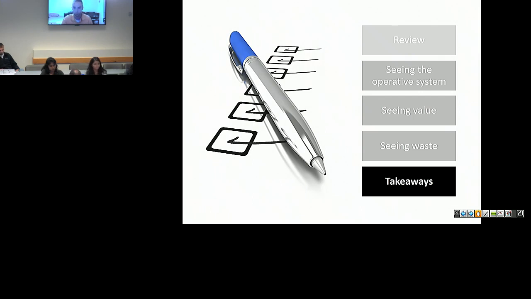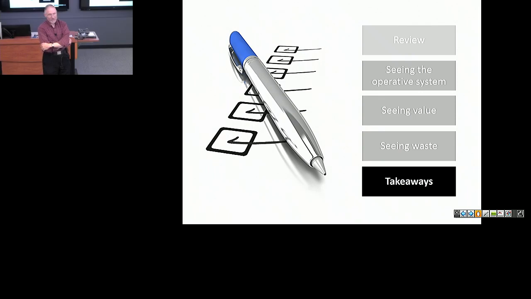Okay. So to go back to the beginning, the question is, seeing is important, right? And we tried to outline some various ways to see. So you might ask yourself, how do you currently, in your professional roles, see client value? What tools do you use to do that? Are there some additional tools you could use to better see client value?